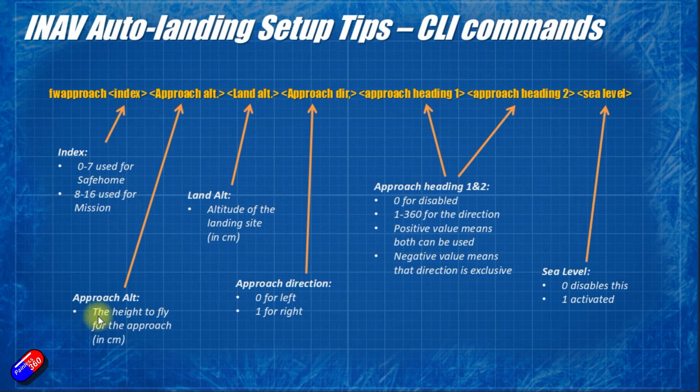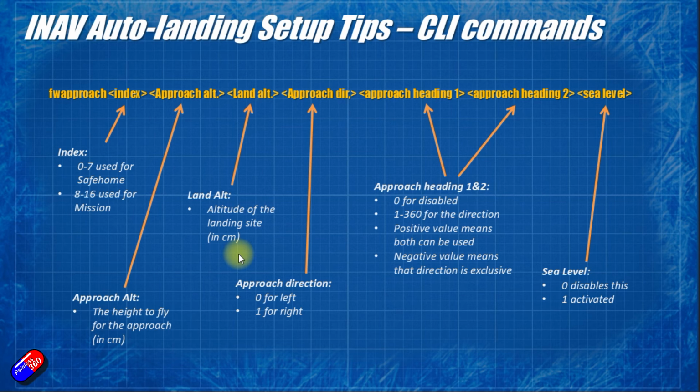The next one to go to is then the approach altitude. That's the altitude that it's going to fly the downward leg on, and that is set in centimeters. So that's an easy one. Next one is the land altitude. Well, that's going to be 0, right? Well, yes, it should be, but it might not be. You might be setting the place that you're going to land, and it might be slightly different from where you're going to take off. So you might want to set the land altitude.